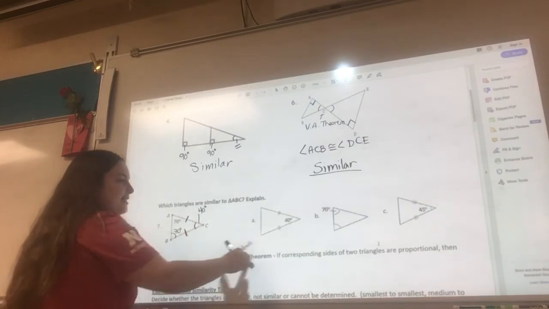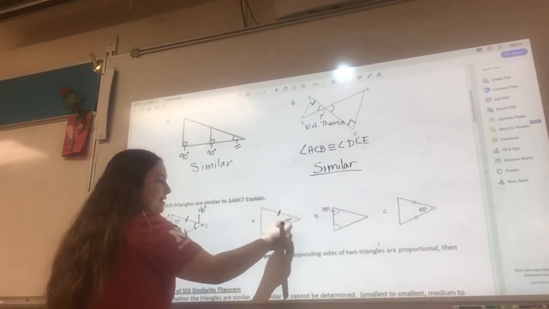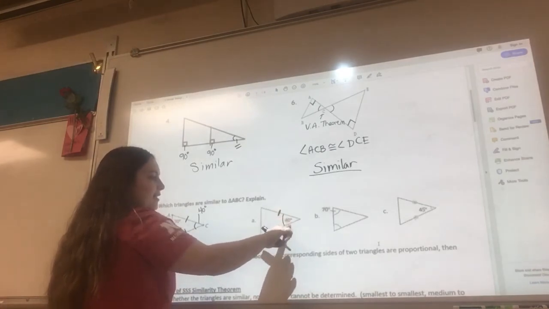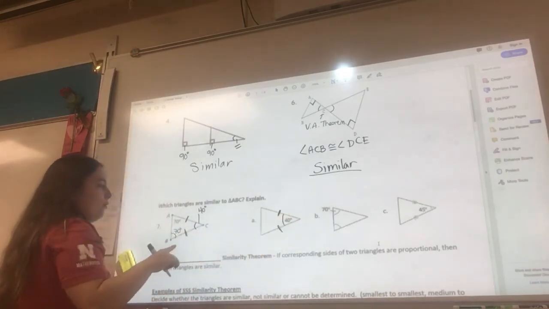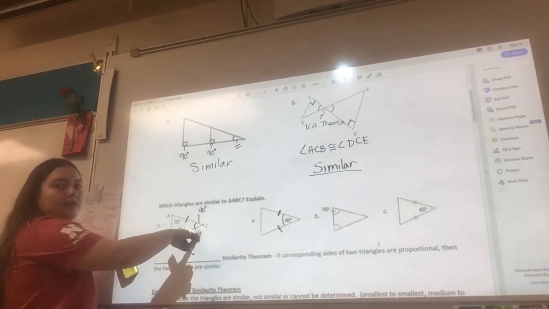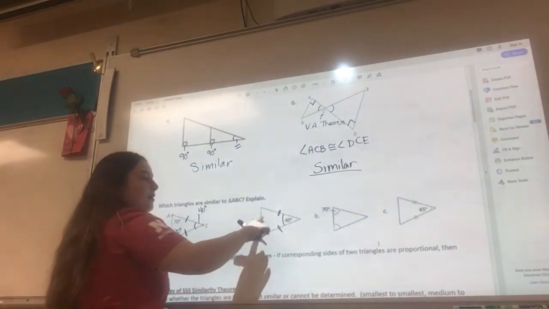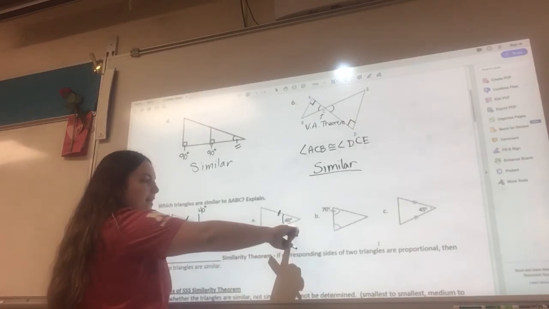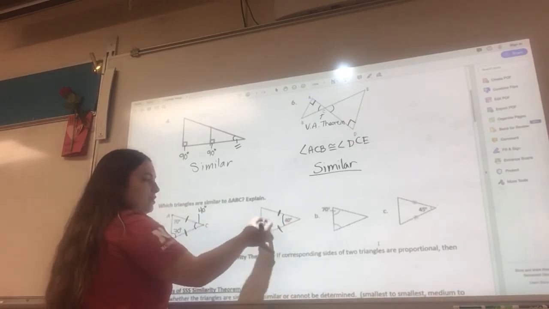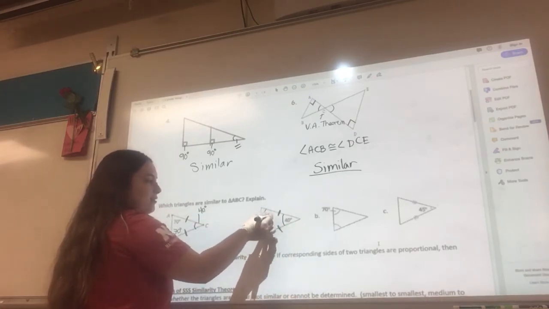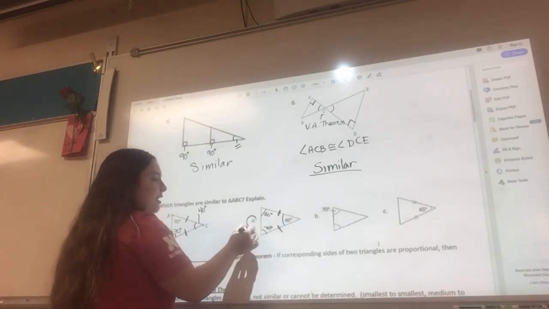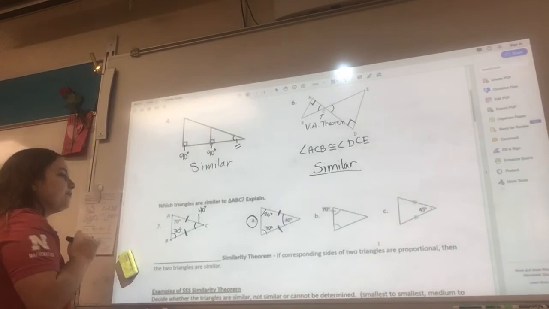We now need to see if A, B, and C are also similar. Looking at A, it says this side and this side are the same, and it says my vertex angle is 40. Well, that matches that one. That's a good start. That means our base angles have to be 180 minus 40, divided by 2, which means these are 70 degrees. We have found a similar triangle. A is a similar triangle.